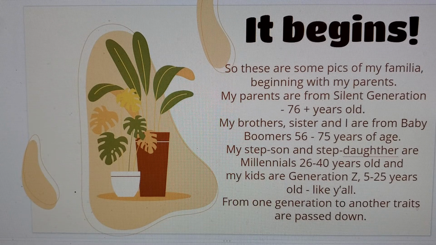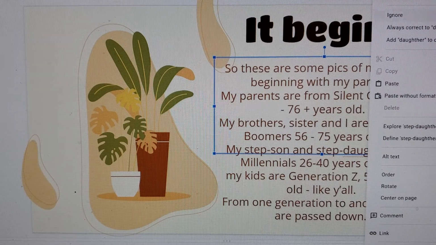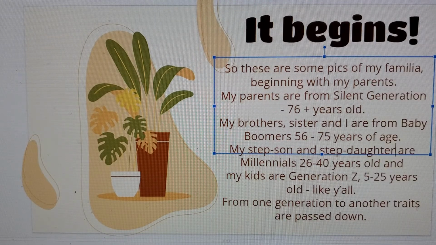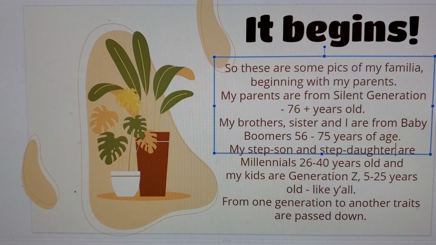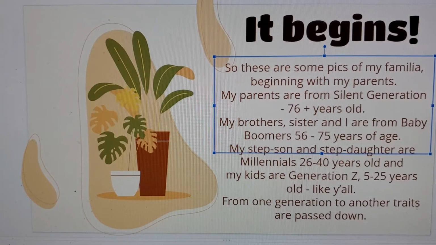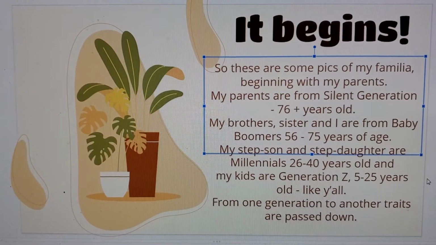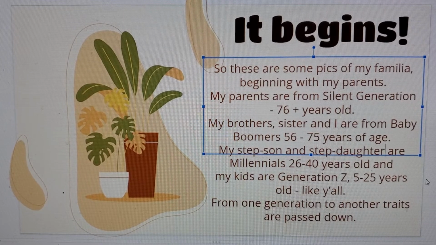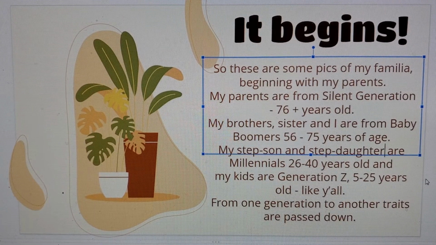My brothers, my sisters, and I are what you call baby boomers. We're from age 56 to 75, and we're more on the younger side. We're not in the 70s yet. My stepson and my stepdaughter, oops, and I spelled daughter wrong there. And my stepdaughter, let me spell that right, are millennials. They're between the age of 26 and 40. And then my kids are Generation Z, between 5 and 25 years old, like y'all.